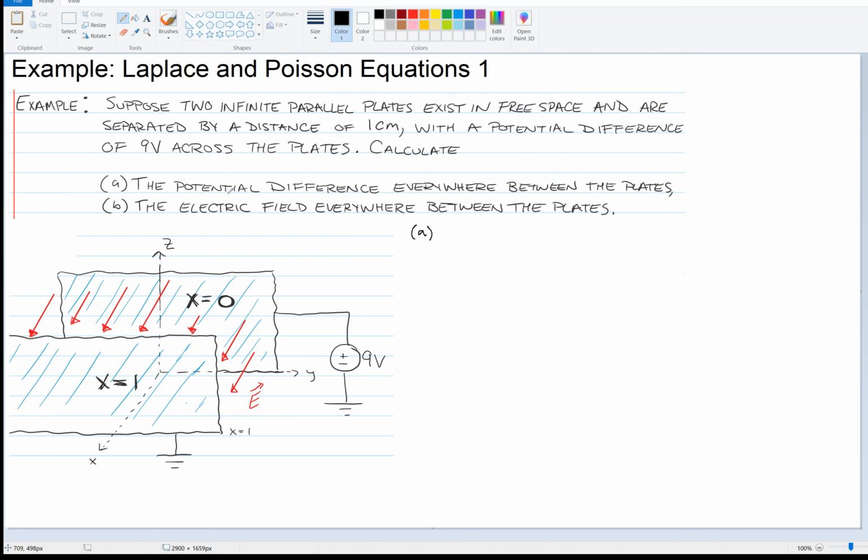Okay, and so we're going to calculate the potential difference everywhere, and so we're going from 9 volts to 0 volts. So that's the boundary condition. So how does it change from 9 volts to 0 volts? That's what we're going to try to answer first.